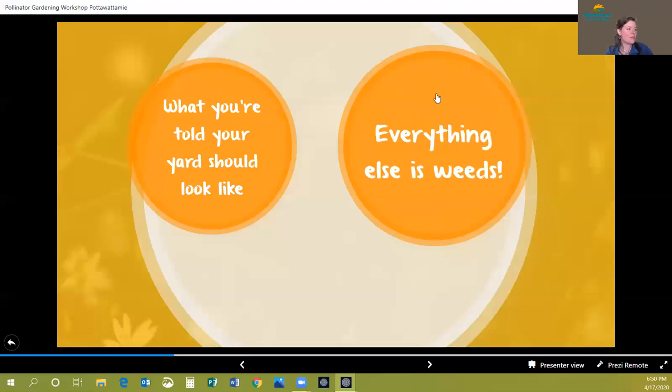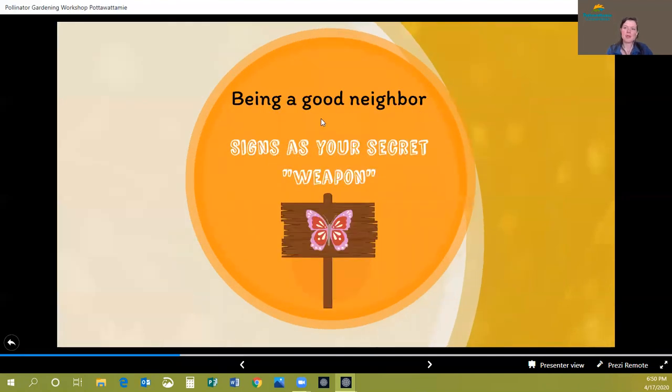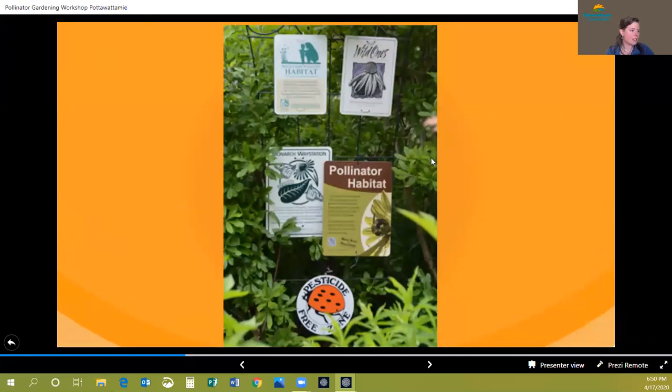So you might see someone who has a flower garden as weeds, right? And maybe you'll call the weed commissioner, say, my neighbor has weeds, right? Well, there is a secret weapon, and it's a sign. So if you get a sign and put it in your yard that says what you are doing, you have a butterfly garden, a pollinator garden, whatever you want to call it.